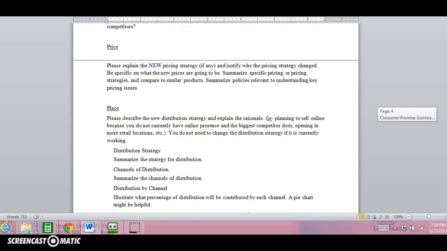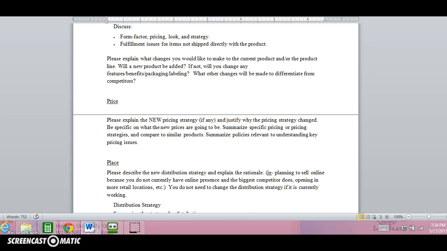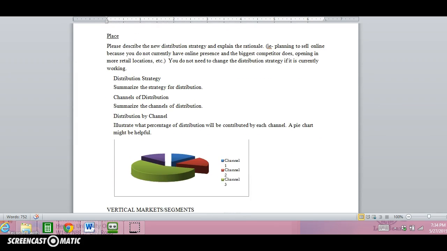Place, we discussed that as well, but I would like you to pay attention to how you're formatting it. In terms of your distribution strategy, be sure to summarize it. Your channels for distribution, share that as well. And if you can, have the ability to share your distribution by channel in terms of a chart. Again, charts are very important. They provide a visual of what you're explaining in written format.